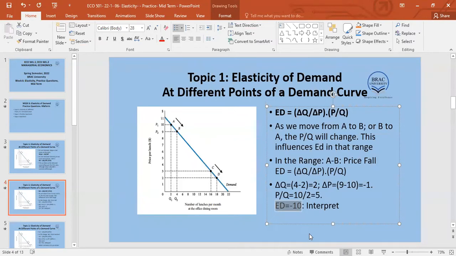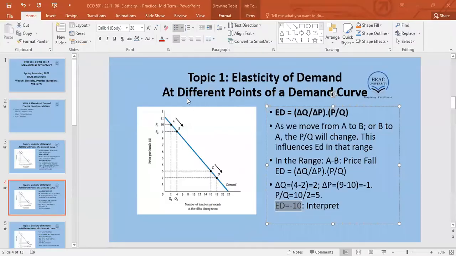What does that mean? It's important. Elasticity of demand minus 10 means if price falls by 1 unit, demand increases by 10 times. So if price falls by 1 unit from 10 to 9, demand is increasing 10 times. What does that mean? People in that high income bracket are demanding 10 times more pizzas than before. So common sense tells us that is contributing to the sales of the farm.